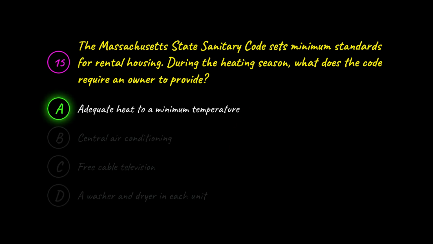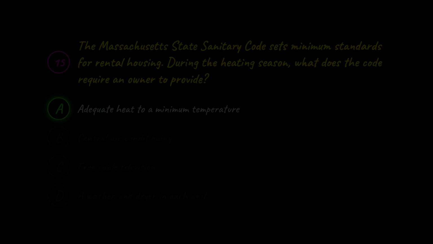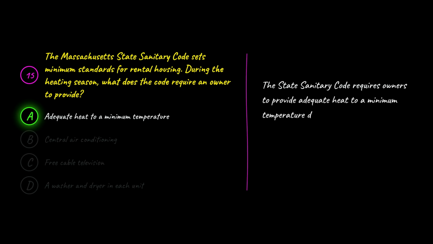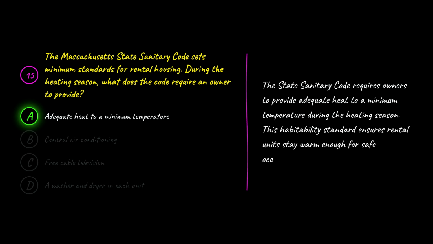The correct answer is A. Adequate heat to a minimum temperature. A is correct because the state sanitary code requires owners to provide adequate heat to a minimum temperature during the heating season. This habitability standard ensures rental units stay warm enough for safe occupancy through the colder months.